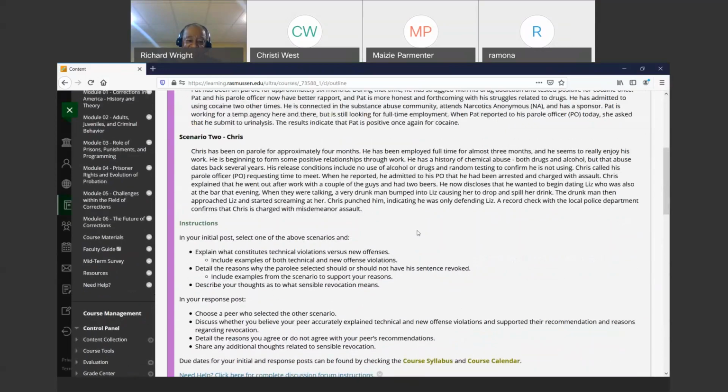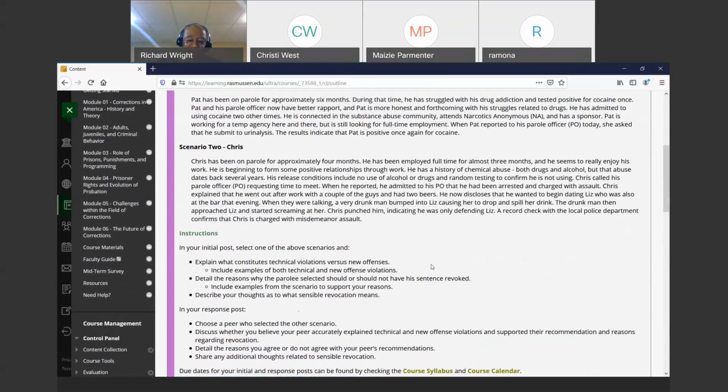And so you're going to look at these two scenarios, and then in your initial post, select one of the scenarios and explain what constitutes a technical violation versus new offenses. I kind of just talked about that. Include examples of both technical and new offense violations. Detail the reasons why the parolee selected should or should not have their parole revoked. Include examples from the scenario that you choose to support your reasons. Describe your thoughts as to what sensible revocation means.